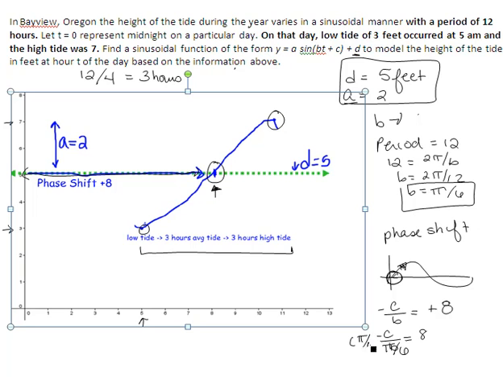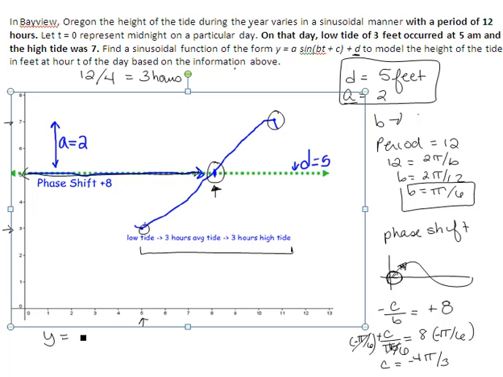Multiplying both sides by pi over 6, multiplying it by the negative so we can solve for C, we are going to see that C is equal to negative 8 pi over 6, or negative 4 pi over 3. Therefore, we have all our pieces to put our function together.